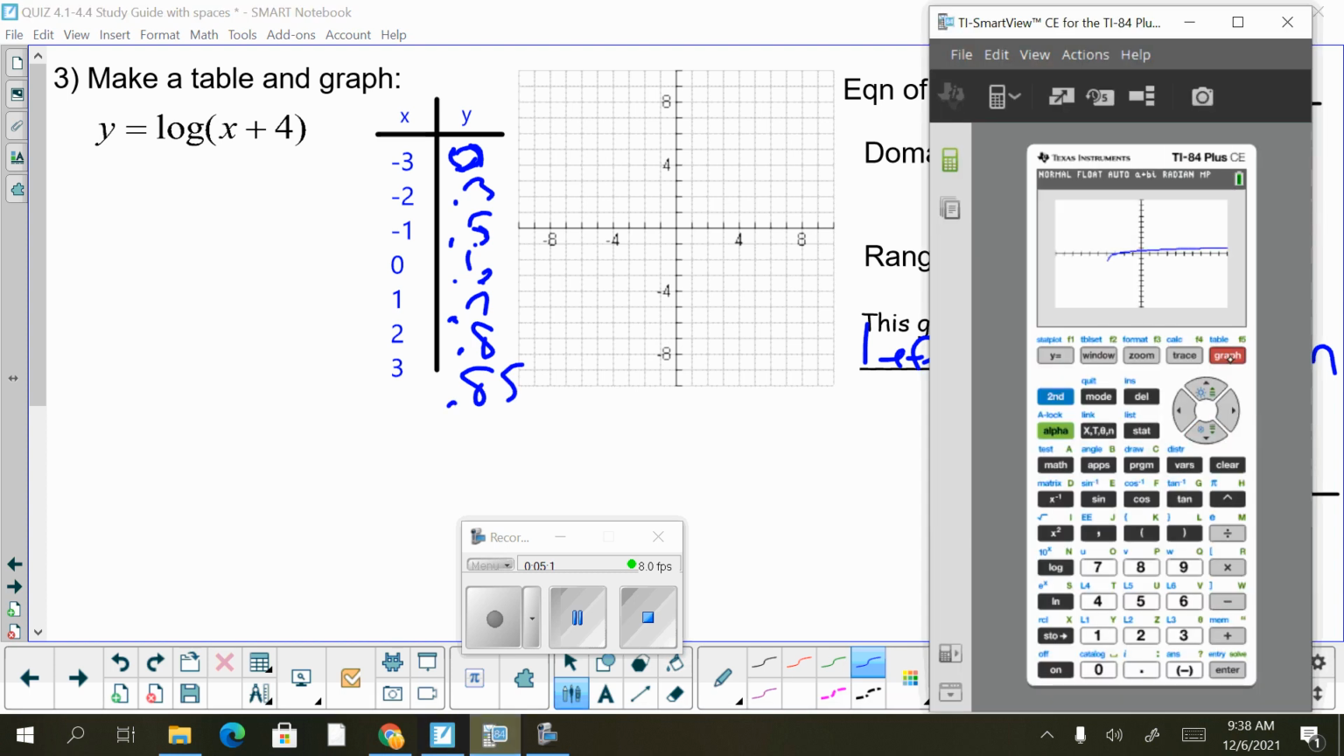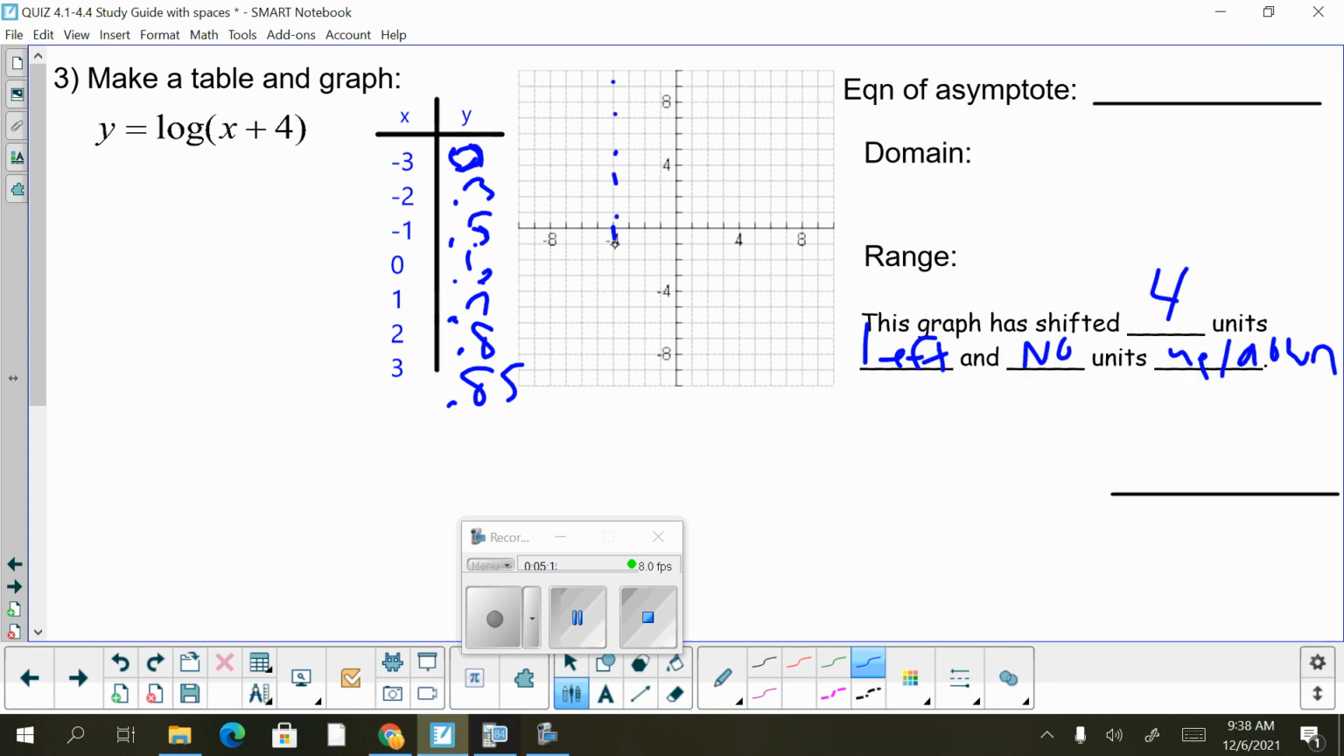It's a left-right shift that moves our asymptote, and since we have a left-4 shift, our asymptote moves to here. At least my graph is not moving itself. The asymptote would be x equals -4. So our domain is -4 through infinity, with the range -infinity to infinity.